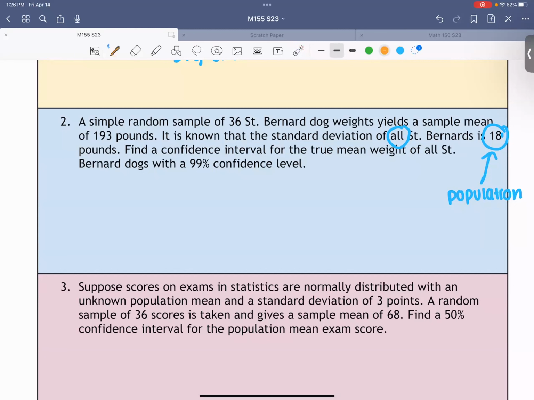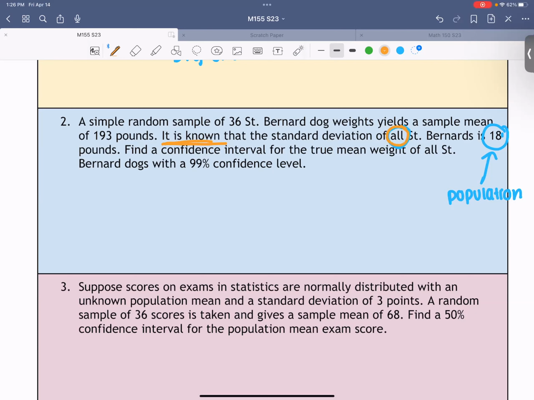The textbook, whenever it wants to talk about the population, if it wants to be a little bit more confusing, it'll use a phrase like this: it's known, okay? Usually it'll say it's known, it's previously known, or from previous studies. That's the textbook's way of telling you that we're now talking about the population, okay? So whenever we have this, it's known, just know that now we're talking about the population.